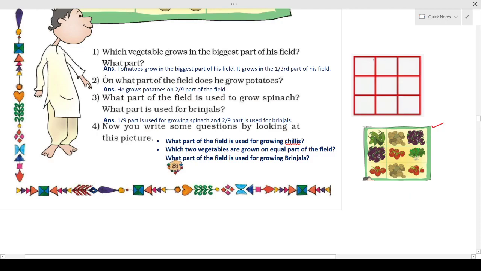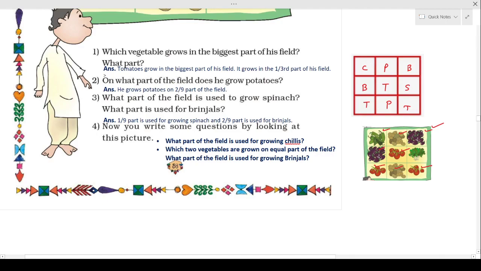So children, here you can see tomato. Look here, 1, 2, 3. So your answer will be tomatoes grow in the biggest part of his field, because here you can see brinjal is 2 times, chili 1 time and potato 2 times. So what I am going to do here, children, is write chilies C, potato P, brinjal B, here again brinjal B, tomatoes T, and here potato, and here spinach.